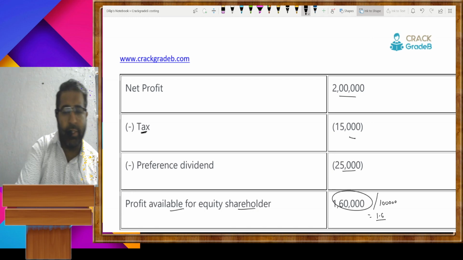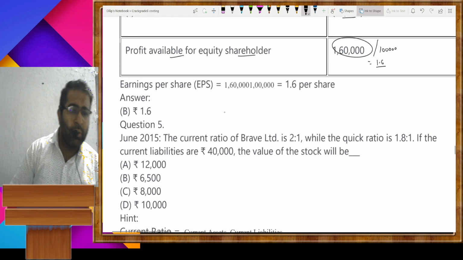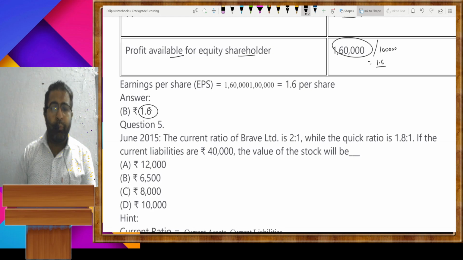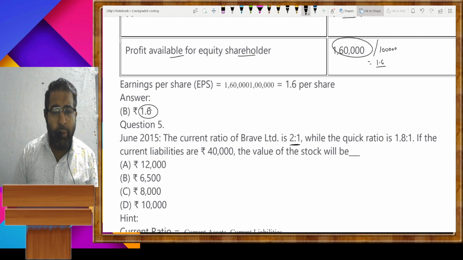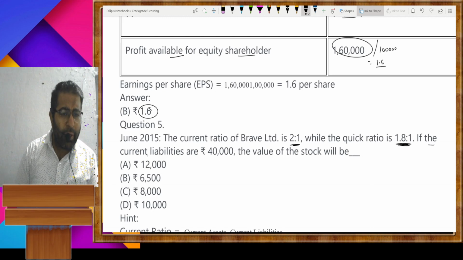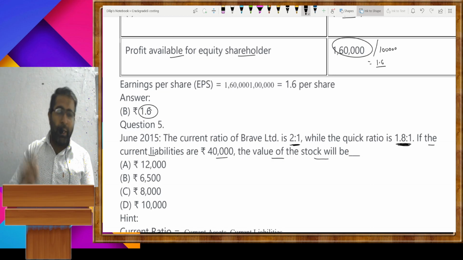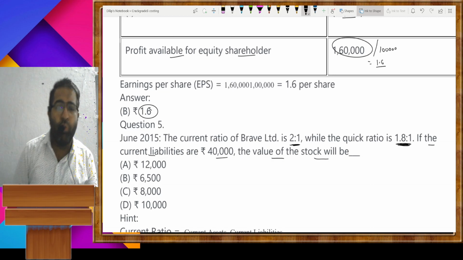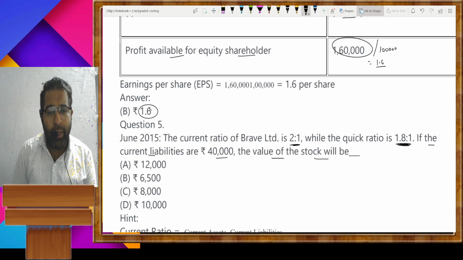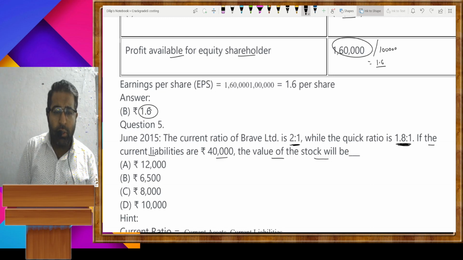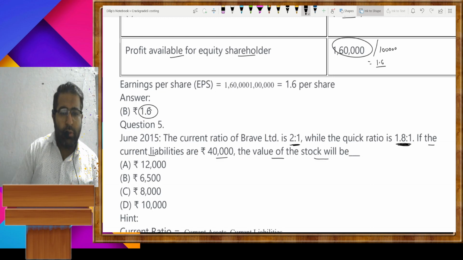Answer is 1.6. Look at here. Current ratio 2.1. Quick ratio 1.8. If current liabilities are 40,000, the value of stock will be. It's just similar to question number 1. In that we had to calculate current liability, but in this question we have to calculate stock. Just look at here.